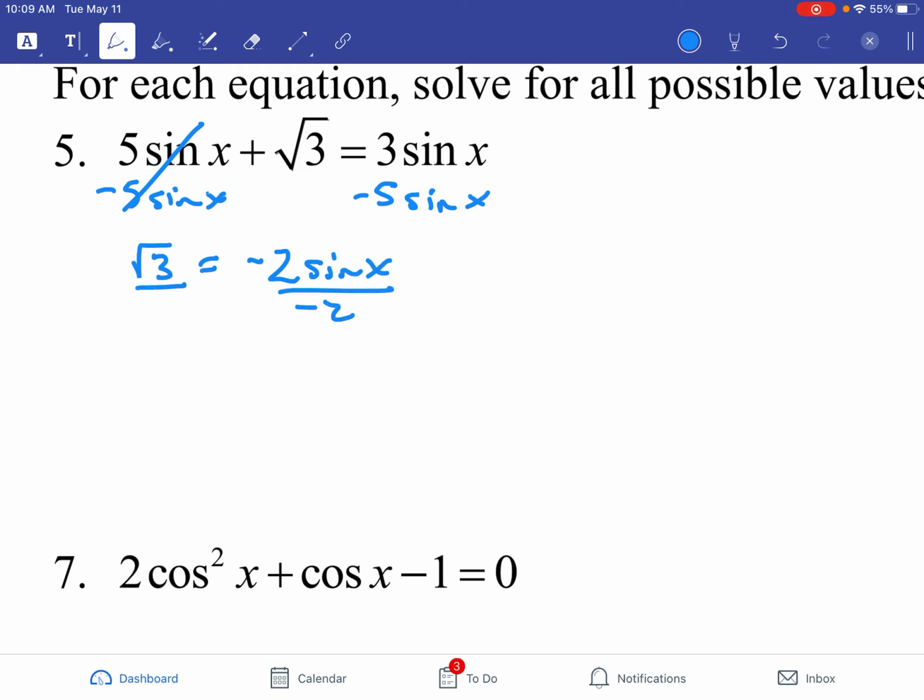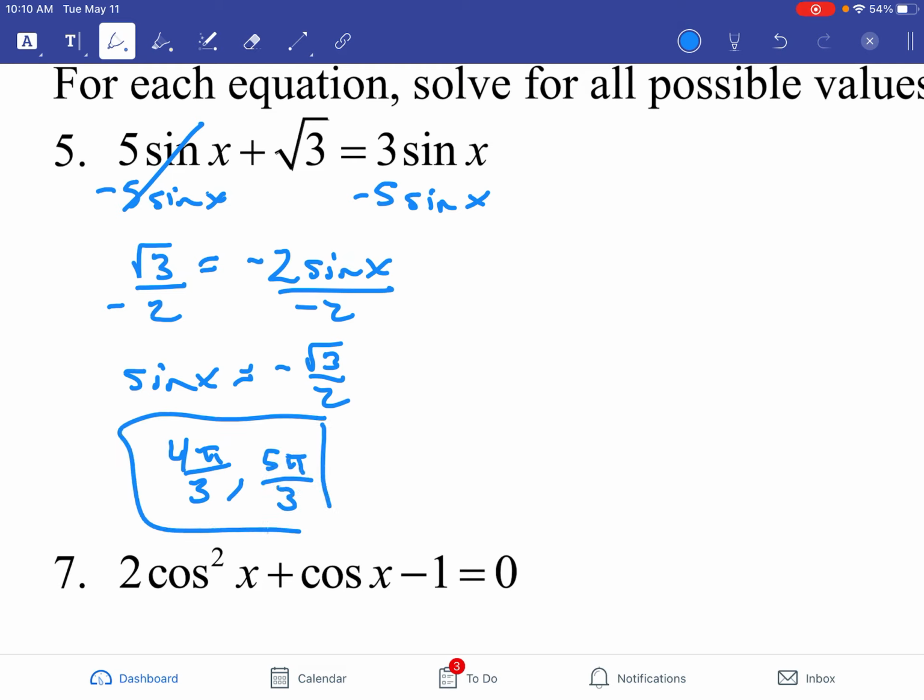Divide both sides by negative 2 to get the sine of x by itself. So I'm going to rewrite it: sine of x equals negative root 3 over 2. So now we're looking for all the values where sine is negative root 3 over 2 in one rotation around the unit circle. Any y value that is negative root 3 over 2 in the unit circle is going to be at 4 pi over 3 and at 5 pi over 3. That's it.